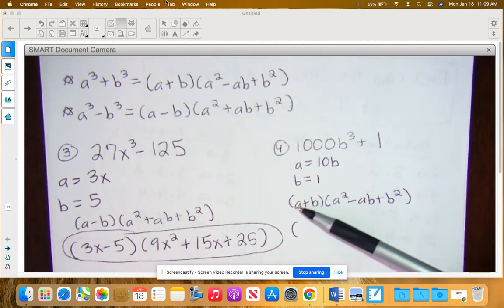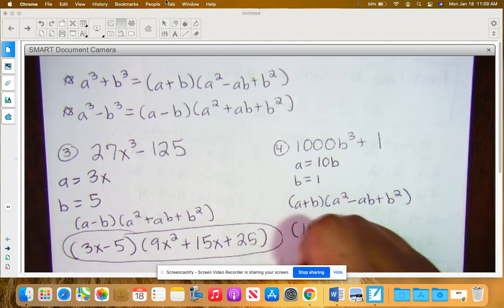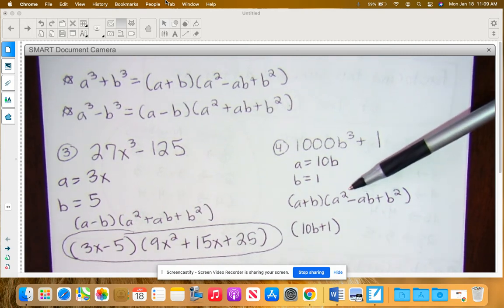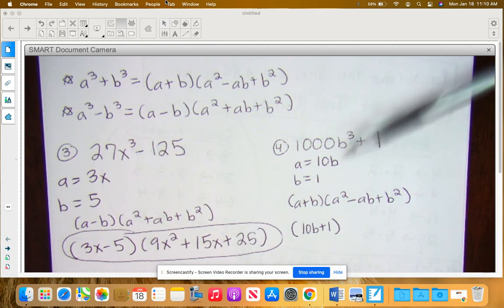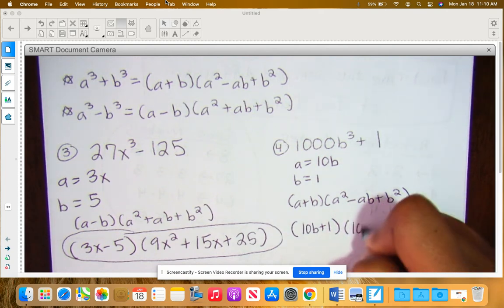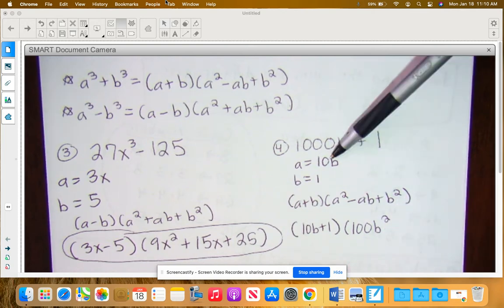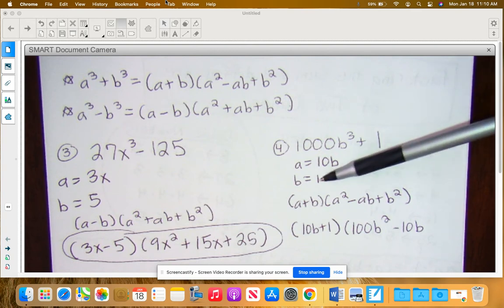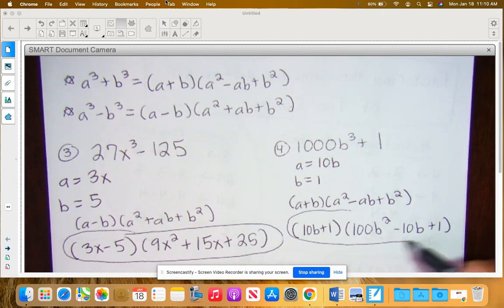Okay, it says to do A plus B. So that's going to be 10b plus 1. Then it says to do A squared. Our A is 10b. So 10b times 10b is 100b squared. Now it says to multiply A times B, so that's going to give me 10b. And there's a subtraction sign that I just brought down. And it says to do B squared. Our B is 1. 1 times 1 is 1. So this is our final answer.